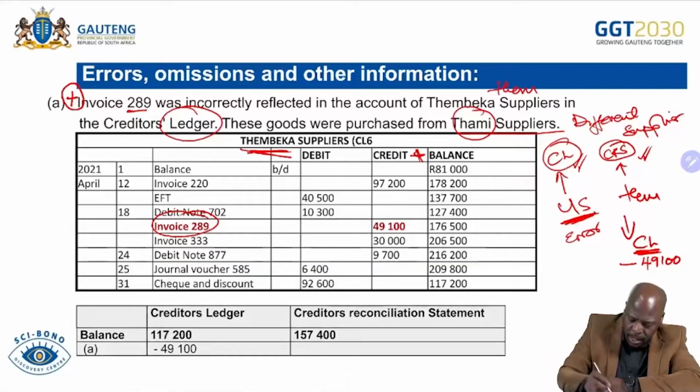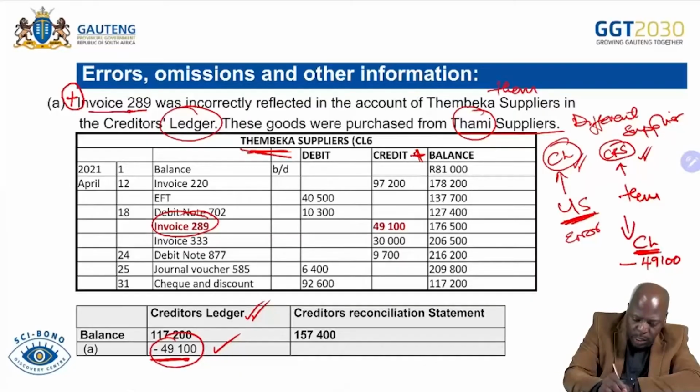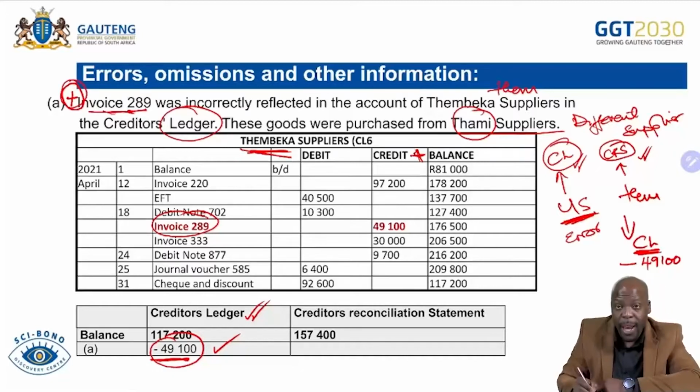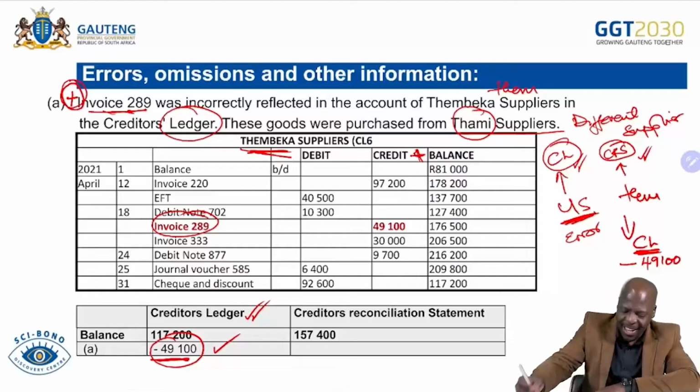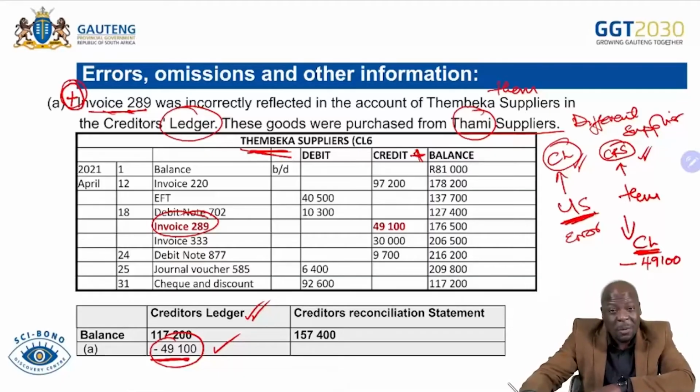There it is. We should be in the ledger, but what we should do is to subtract 49,100. Why are we subtracting? Because we had recorded an invoice, and an invoice is a plus. We added an amount incorrectly. The correction to that error is to subtract it. Okay? Let's quickly now go to the next error.